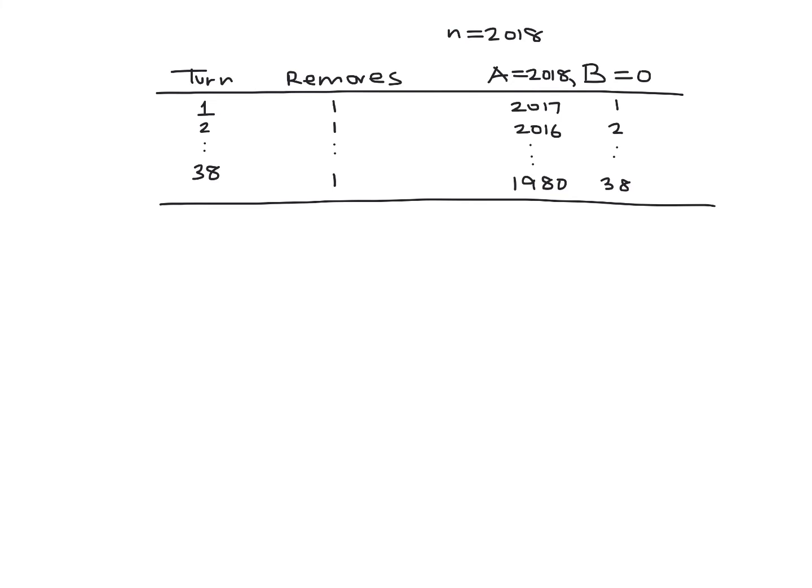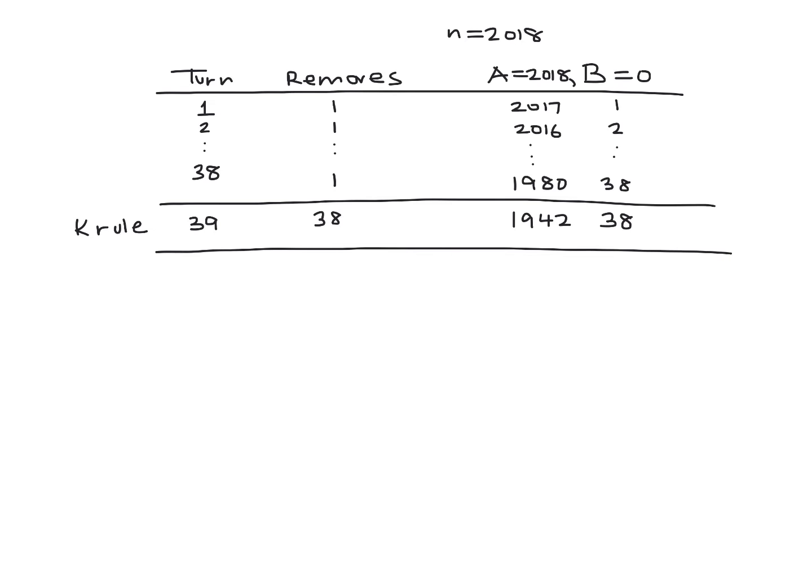Then you use the K rule, which is you remove 38. So I'll just put that in here, the K rule. So on the 39th turn, you use the K rule, which means you remove 38, which is how many are in box B. That drops this down to 1942. And this remains at 38, because remember, when you use the K rule, you are not doing a transfer.